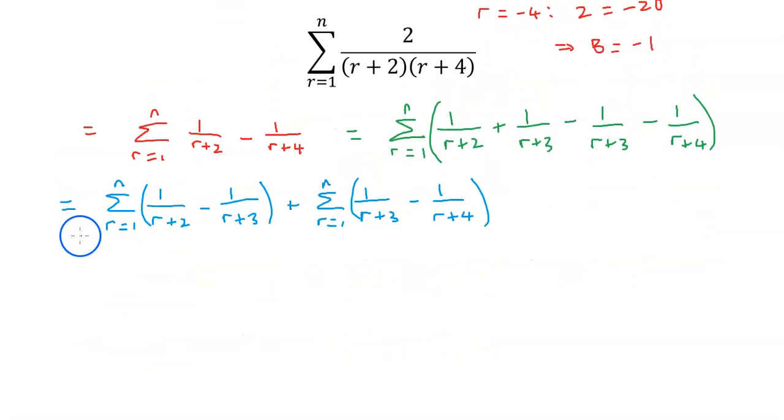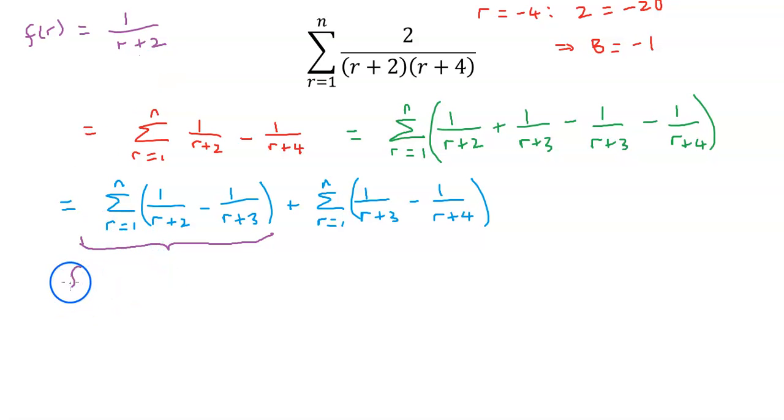And clearly for this first one here, we can take our function f of r is just equal to 1 divided by (r plus 2). And so this one here is going to be f of 1 minus f of n plus 1. And so that's just going to be 1 over 3 minus 1 divided by (n plus 3). Okay, and then plus. And now we just do the same thing for our other one.